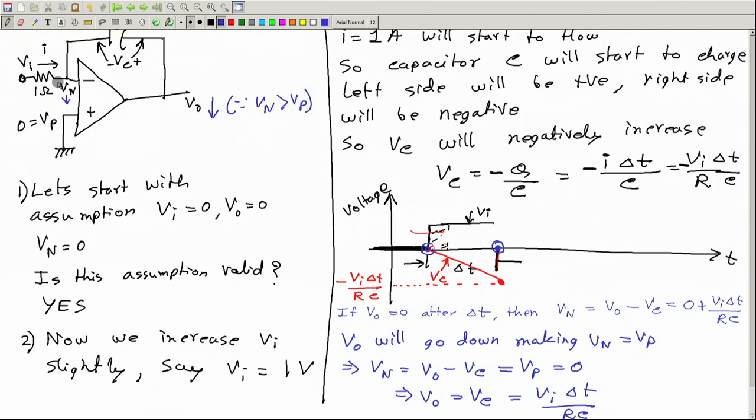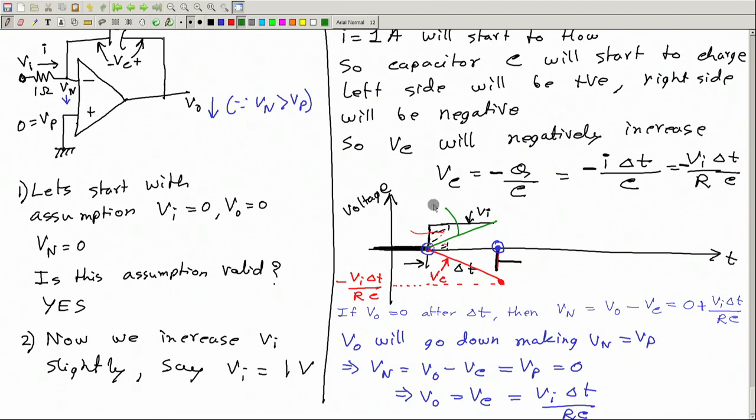So even if you have assumed that after a small time this capacitor voltage is decreased, and therefore Vn has gone up.